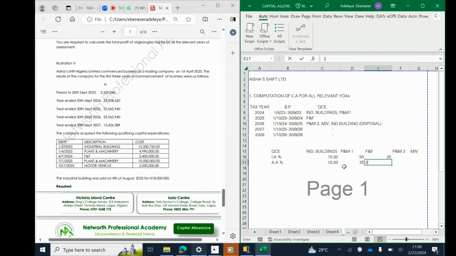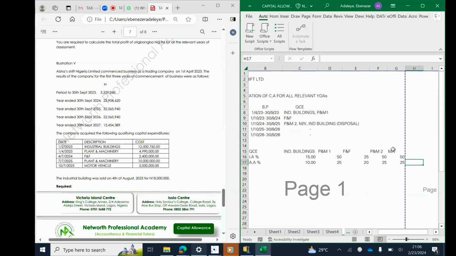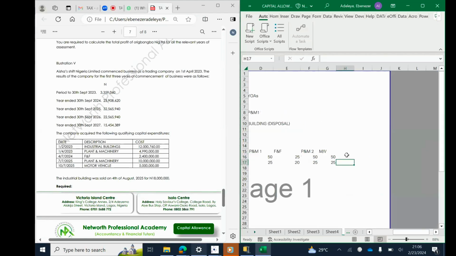20. For plant and machinery, 50, 25, 25. Motor vehicle, 50, 25. And we have total allowance, right?